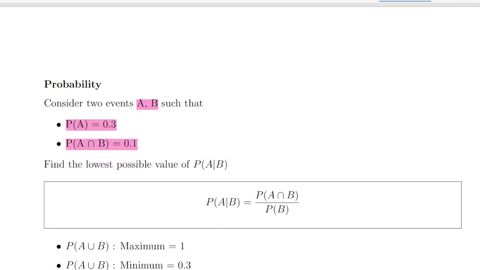Just notice that symbol there, that is the intersection symbol. It's called the cap as opposed to the cup, and it looks like an N intersection. Now find the lowest possible value of A given B. So that is a conditional probability there, probability A given B, that bar there, that pipe.